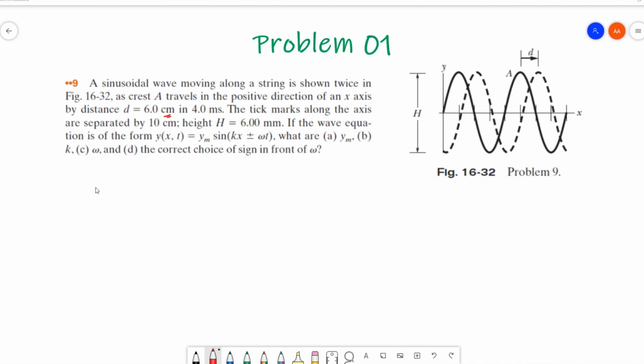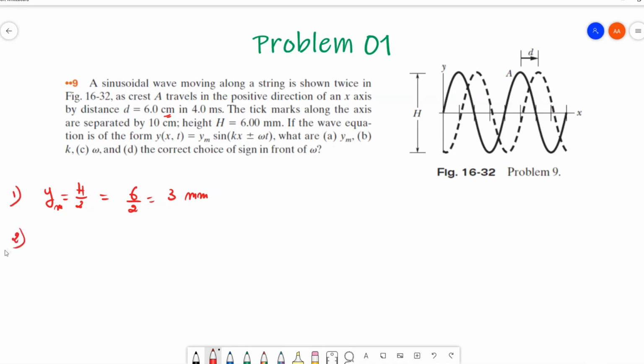We know that ym, which is the amplitude, is h over 2. H is given as 6 millimeter over 2, and this will give 3 millimeter. I can keep it in millimeter, but I keep in mind that it is in millimeter. So this is the amplitude. Amplitude should always be positive. When we talk about the amplitude, it is positive. So this is the first answer.